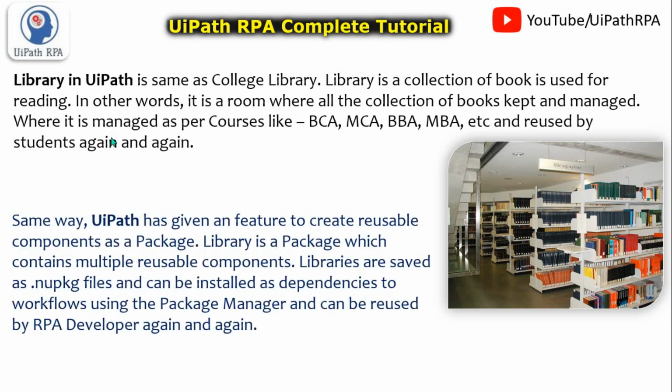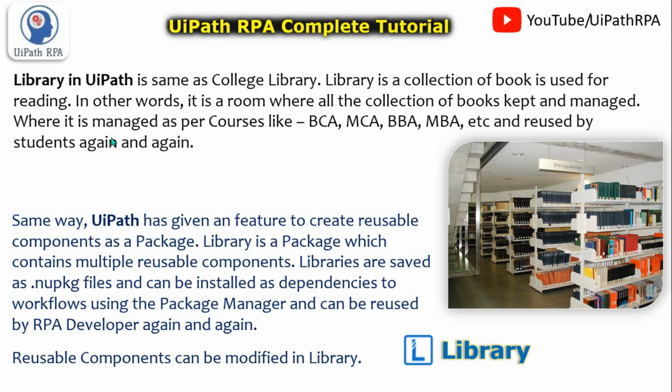In the same way, UiPath has given a feature to create reusable components as a package. So a library is a package which contains multiple reusable components. Libraries are saved as .nupkg files, which are NuGet package files, and can be installed as a dependency to workflows using the package manager, and can be reused by RPA developers again and again. Reusable components can be modified in the library.